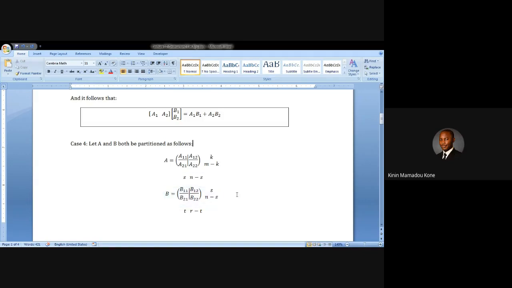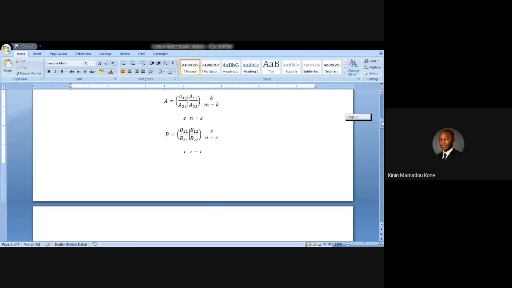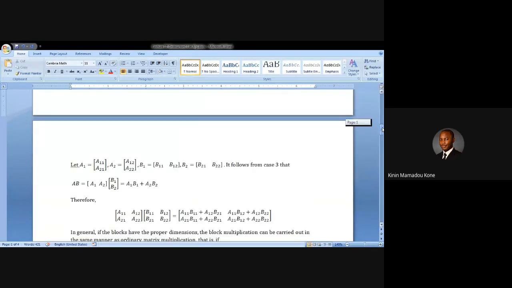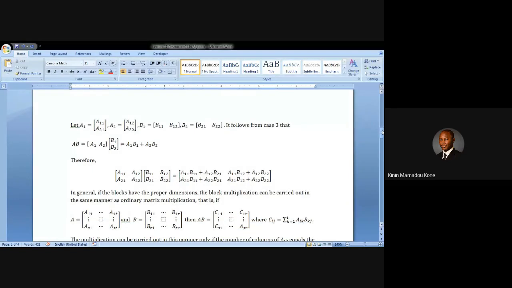Now, for the B matrix, the second matrix, we have s rows and then n minus s rows underneath. In terms of the columns, you have t columns, and the remaining columns have a dimension of r minus t columns. Now, let A1, so we can break down the matrices as follows.